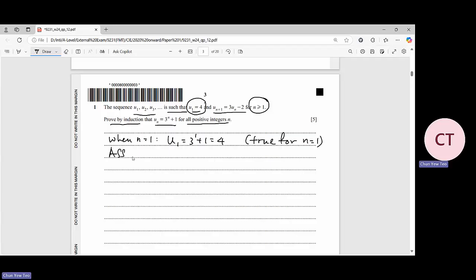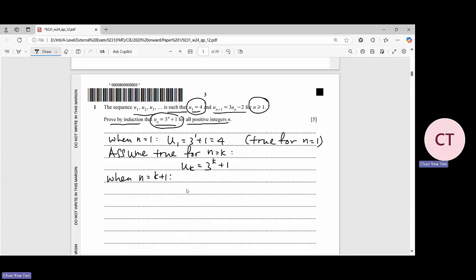Now we assume that it is true for n equal to k. That means for uk, this statement over here, change n to become k, uk is equal to 3 power k plus 1 for all positive integers. Then now we want to make our n equal to k plus 1.